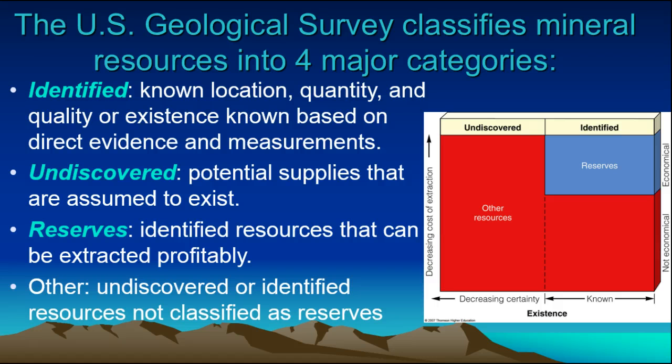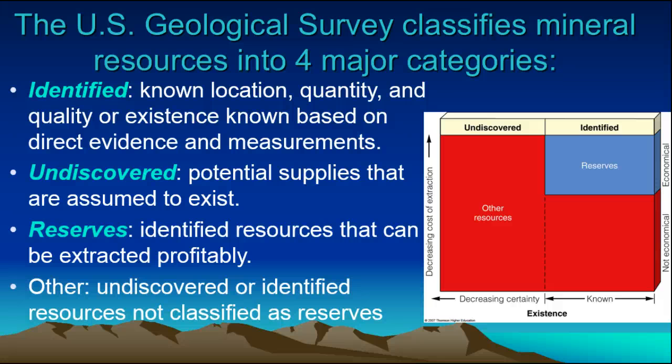So identified mineral resources, we know where they are, we know how much we have, we usually know something about the quality of that resource, we can actually measure it. So these are the ones that are most likely going to be exploited and mined. Then we have undiscovered mineral resources, where we think that there's probably a supply there, but we don't actually know for sure that that's the case.